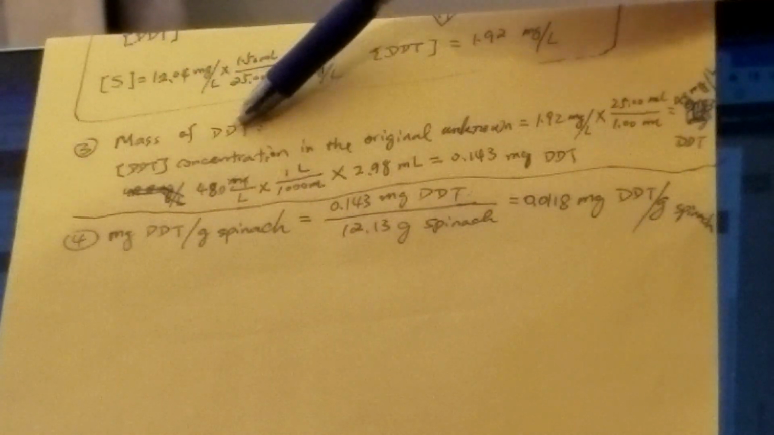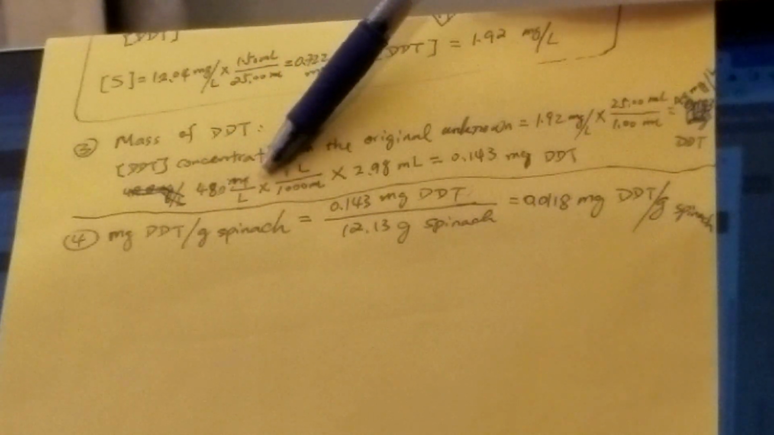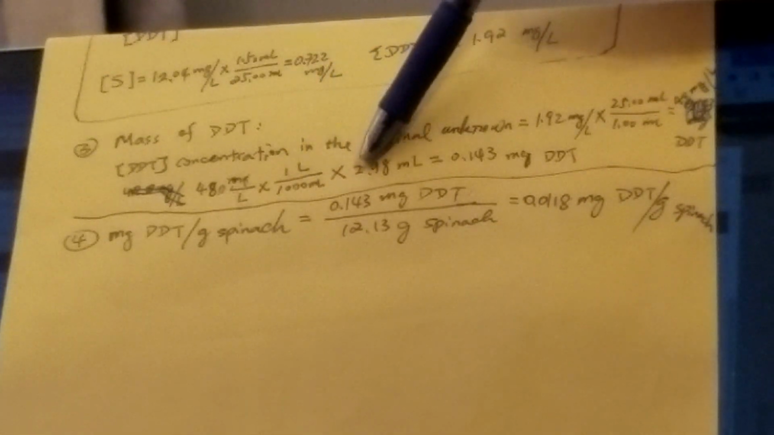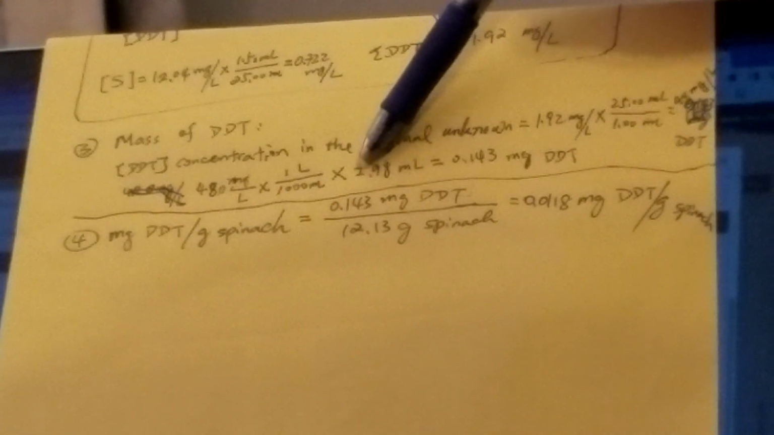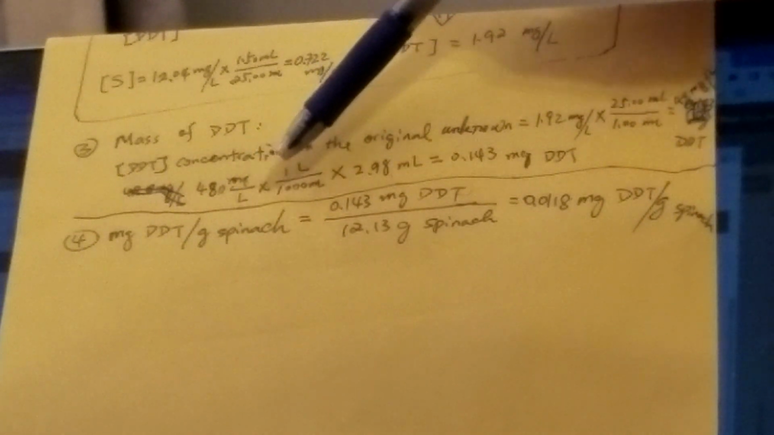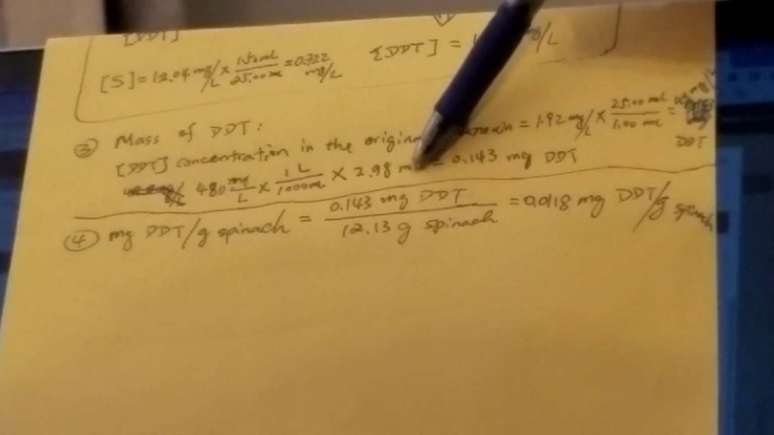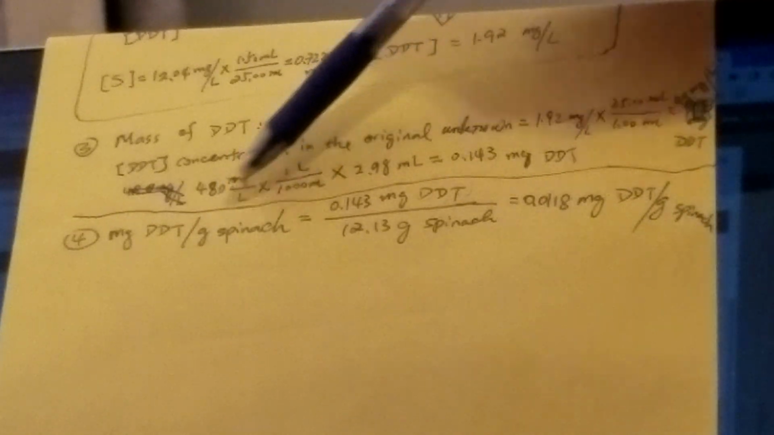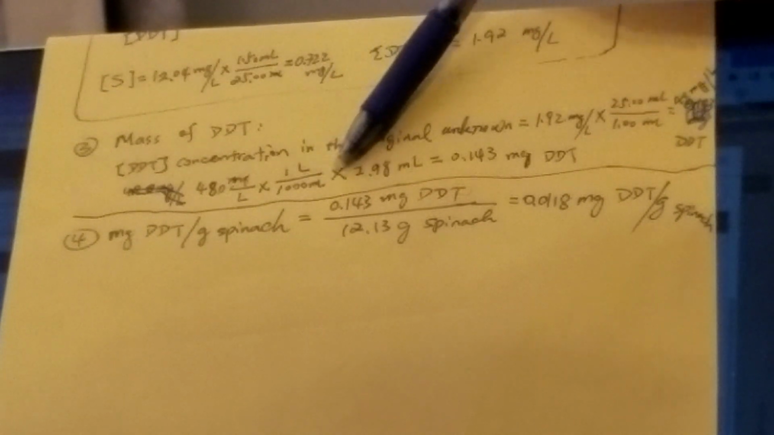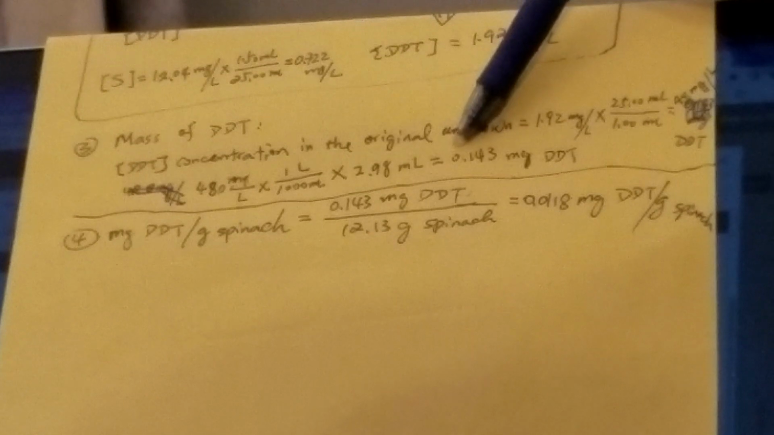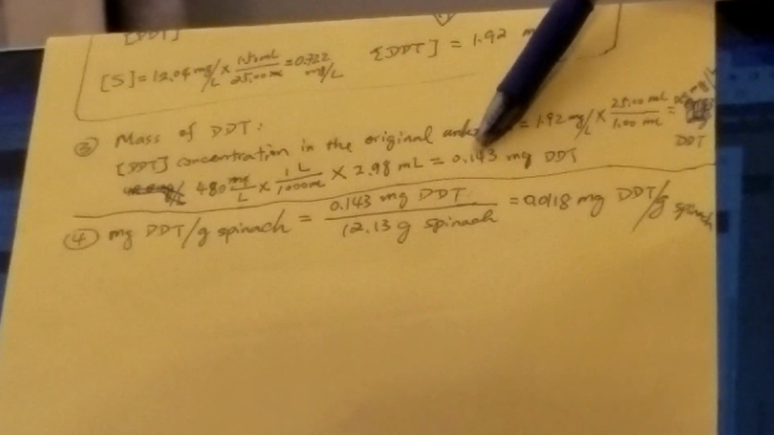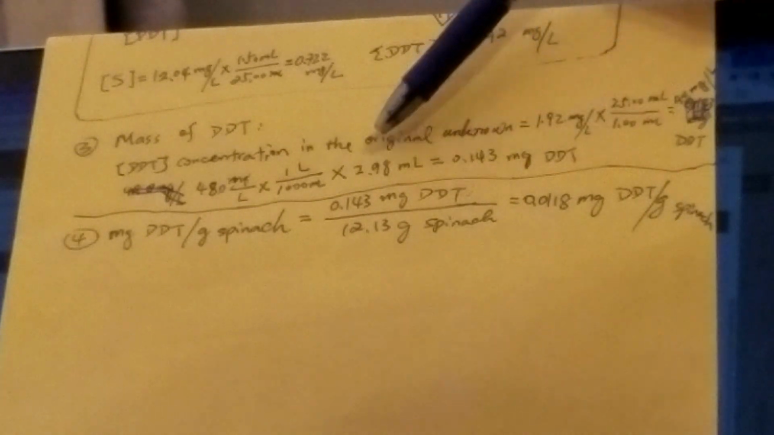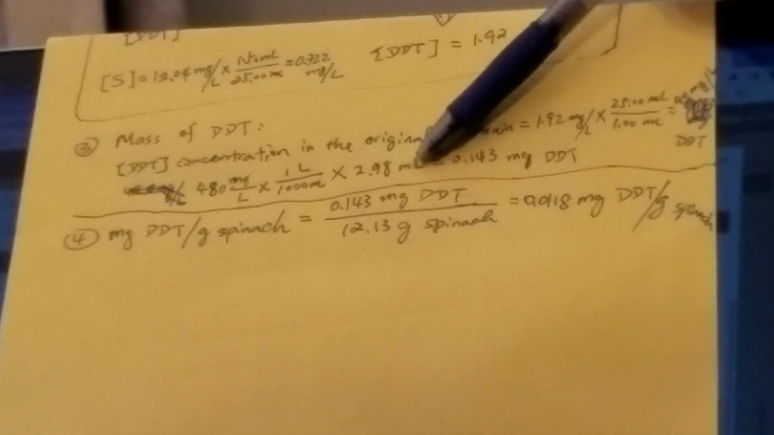But we need to find out the mass of DDT. The concentration of DDT in the original sample is 48.0 milligrams per liter. About 2.98 milliliters of the sample was used for the analysis. Here we have liters and here we have milliliters. Obviously, we have to convert from liters to milliliters, so we cancel the liters. After this calculation, the mass of DDT is 0.143 milligrams. So that's this many milligrams of DDT in the about 3 milliliters of the original sample.